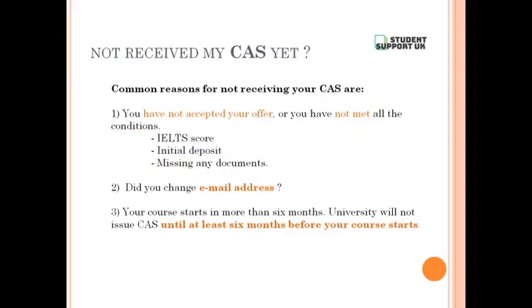Check what email address is on record. If you changed it, make sure it's all up to date with the uni record as well. And if your course is going to start within 6 months, you will receive it. If you're applying for next year September, for example, that is way too far at the moment, so you won't receive your CAS letter until your course comes into the 6 months bracket, because the CAS is only valid for 6 months.